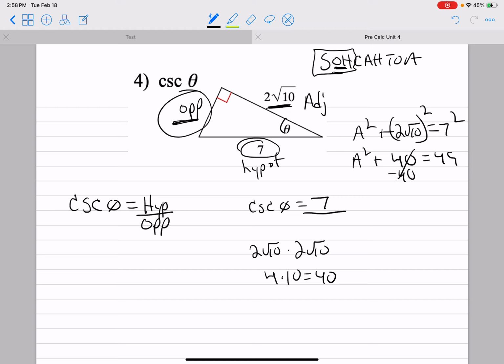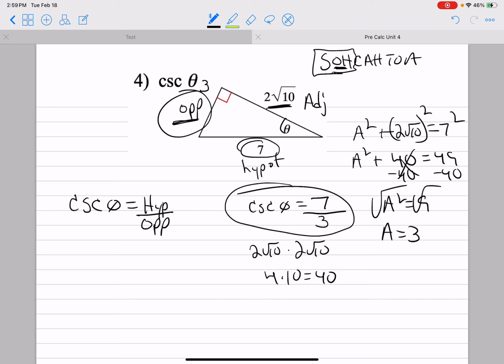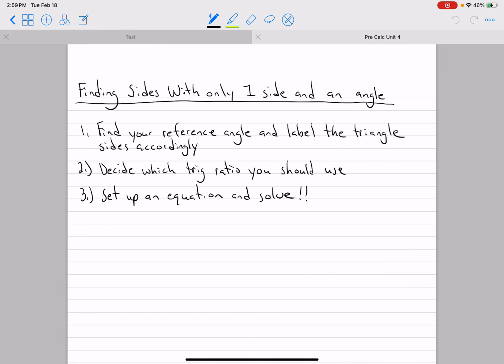Go ahead and keep solving. a squared equals 9. Look at that. Square root, square root. a equals 3. So I just learned that this opposite side is 3. So the hypotenuse was 7, and the opposite was 3. So the cosecant is 7 over 3.